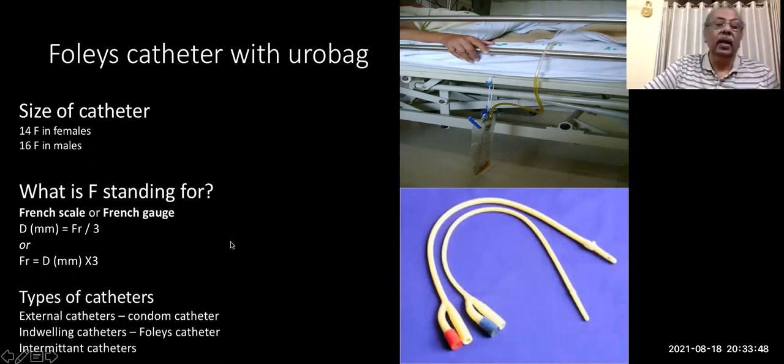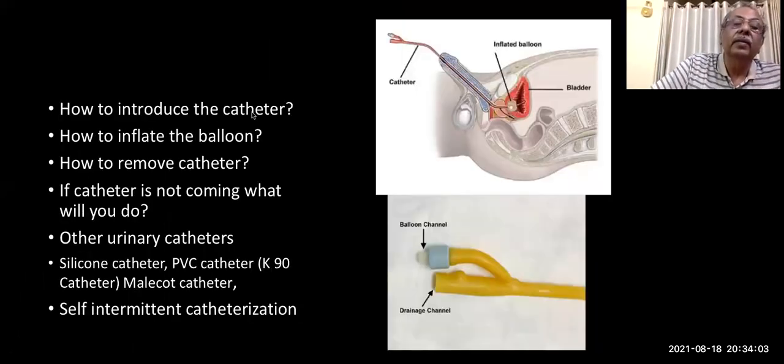Okay. Types of catheters, they may ask: external condom catheter, indwelling catheter, Foley's catheter, then silicone catheter is available. Then what is intermittent catheterization? All these you will have to read up. These are the common questions that are asked: how to introduce the catheter, how to inflate the balloon, how much fluid will you use to inflate the balloon. Usually it is written here. In all the catheters, it will be written here how much fluid has to be used. How to remove the catheter. If it is not coming, what will you do?